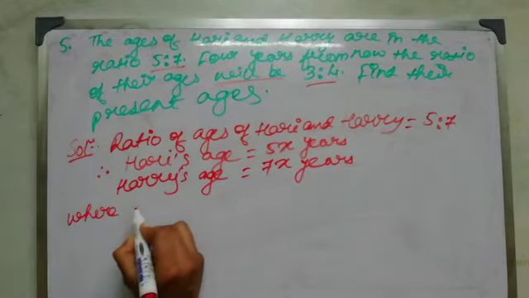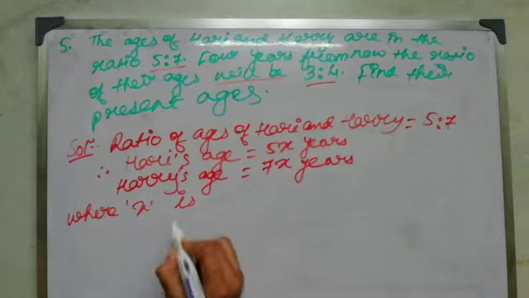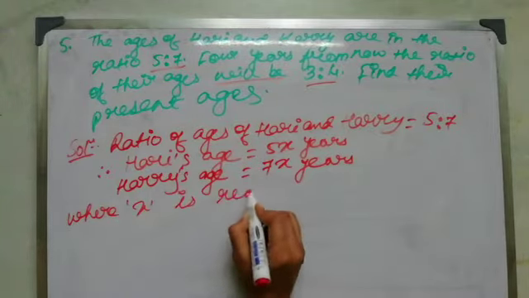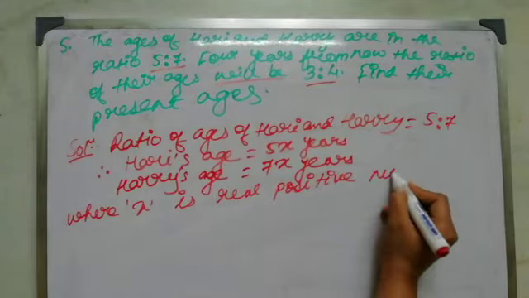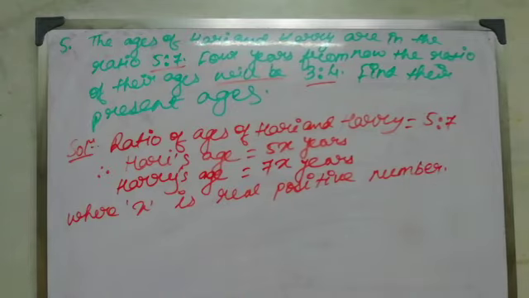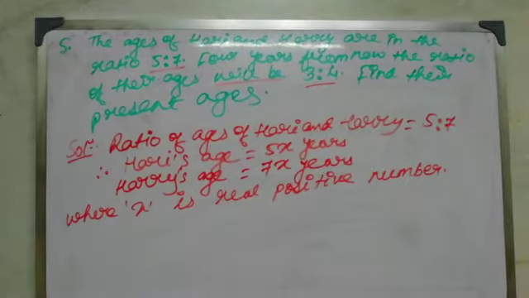where x is a real positive number, or you can write where x is the proportionality constant. Both are correct. Now see, why positive? Because we know our ages cannot be negative. I cannot say that I am minus 2 years, right? That's why it is a positive number. Why real number? Because we deal with only real numbers, right?